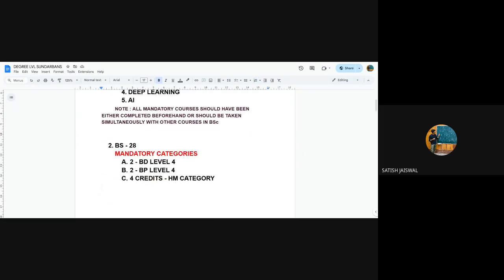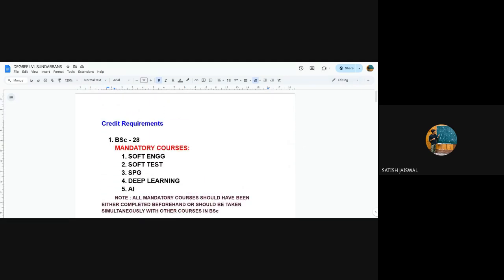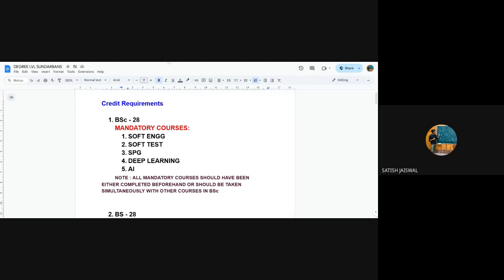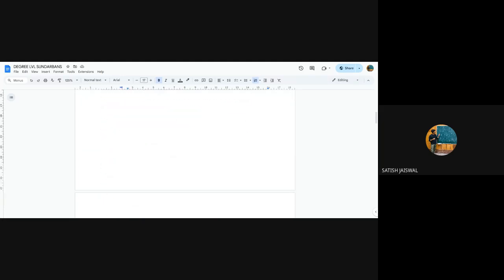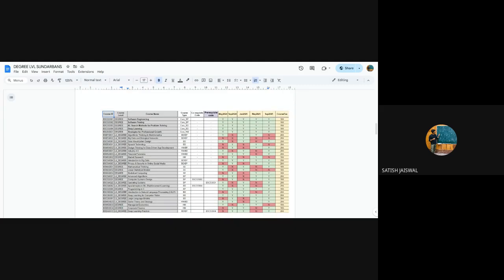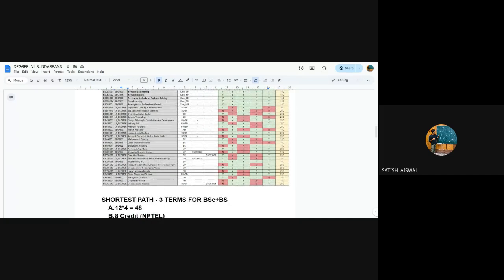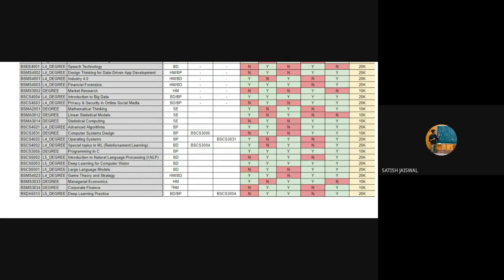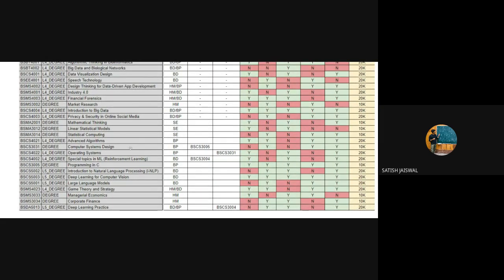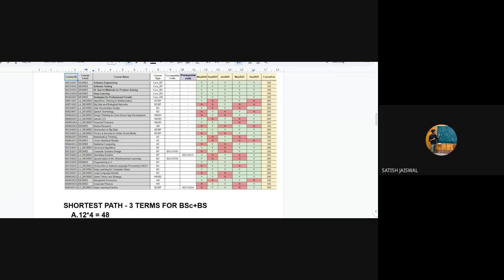So in the BS level and in the BSc level, we have calculated the requirement for 20 credits each. Then what about the 8 credits? There are no specifications for these 8 credits. You can take any of these courses from these 8 categories, whether it is from, if I can zoom, you can see HM category, SE category. So any of the courses that you find suitable can be taken and credited. So these were the rules and regulations for taking the courses in the BSc and the BS level.